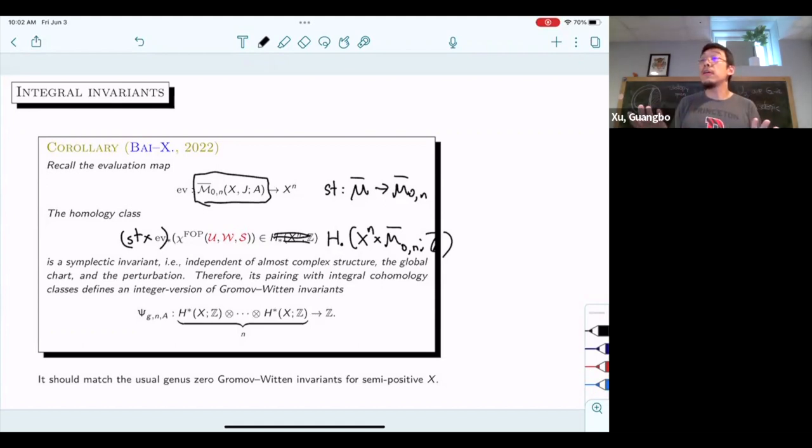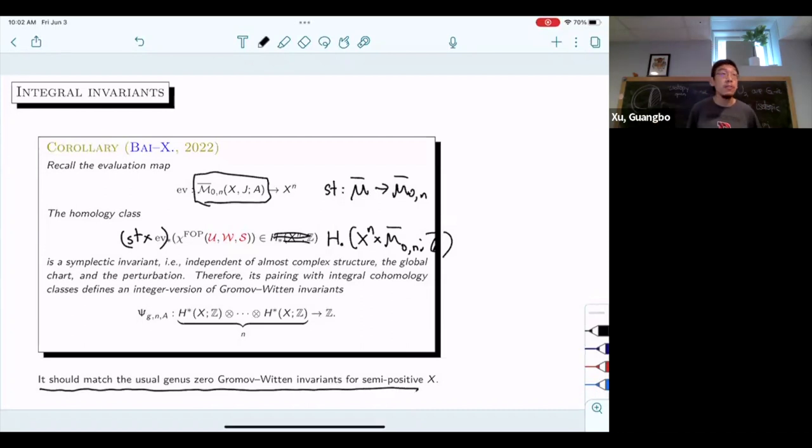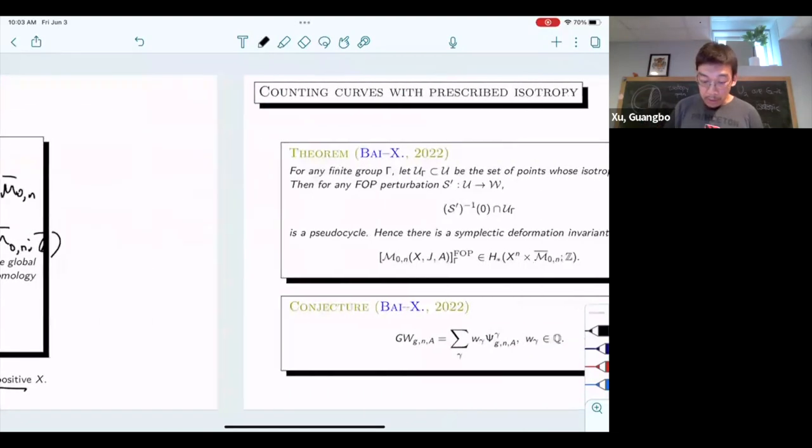Using this invariant, we can define an integer version of Gromov-Witten type invariants, simply by taking intersections with integral cycles in the target space X as well as the Deligne-Mumford space. So this is our main application in symplectic topology at this moment. Let me mention that this invariant should match the usual genus zero Gromov-Witten invariants if the target is semi-positive, because in the semi-positive case, you expect that those curves with non-trivial automorphism groups, which are always multiple covers, do not contribute to the counting of the curves. So this is one of the applications in symplectic topology, and one of the byproducts.